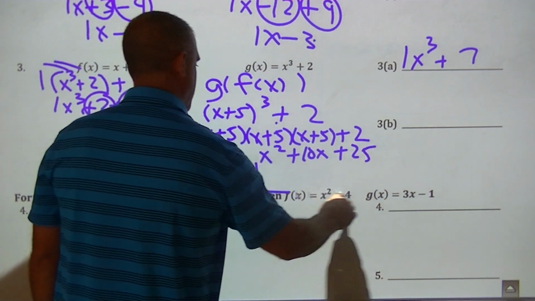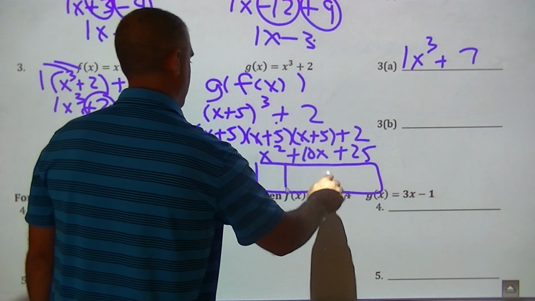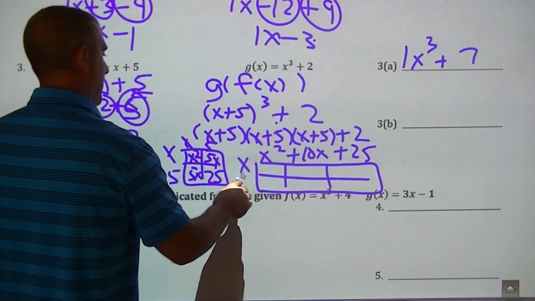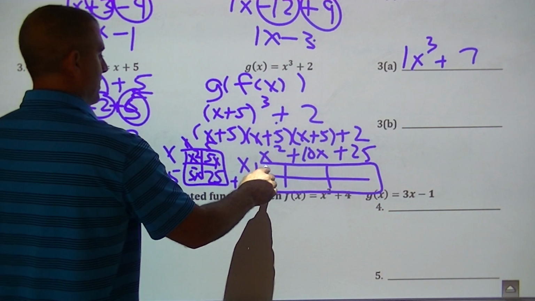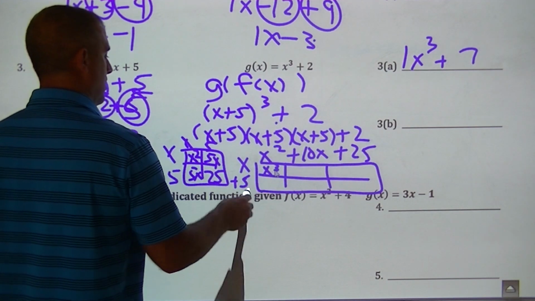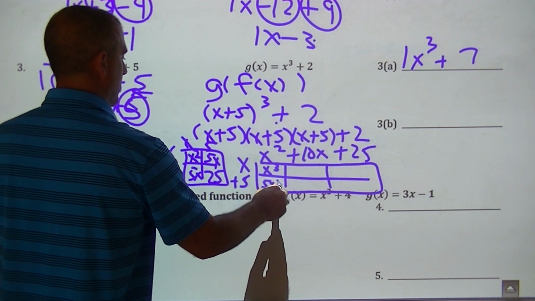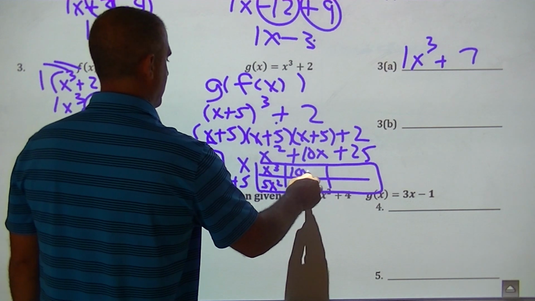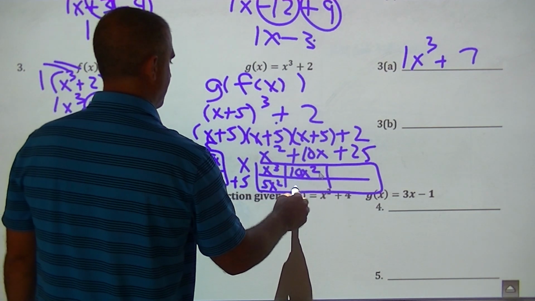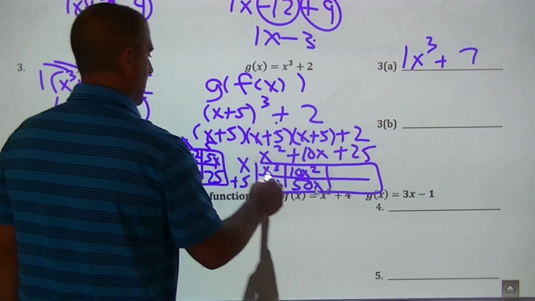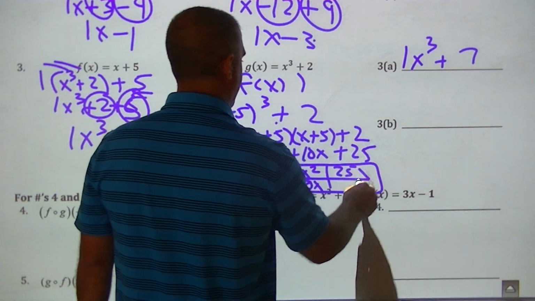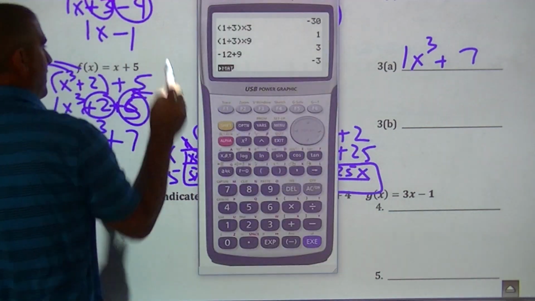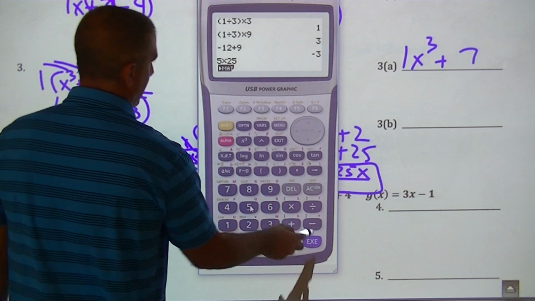Now, what I'm going to do is a third box and do the x plus 5. Okay, so x times x squared would be x cubed. 5 times that would be 5x squared. X times 10 would be 10x squared. 5 times 10x would be 50x. X times 25 would be 25x. And 5 times 25, it's 125 just to show you.